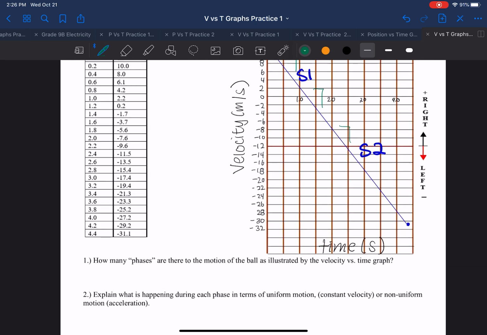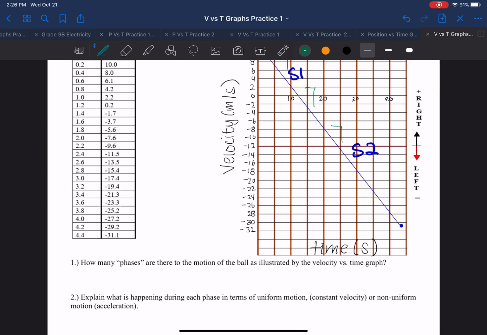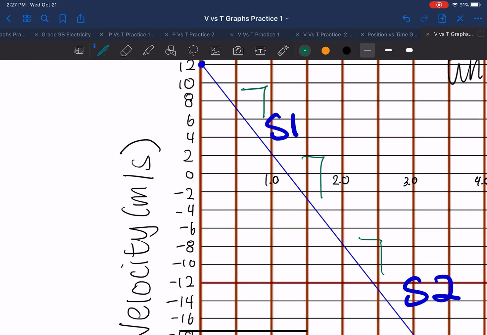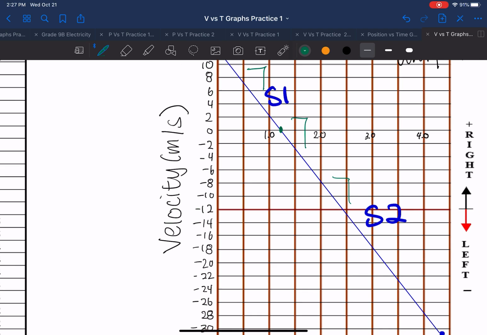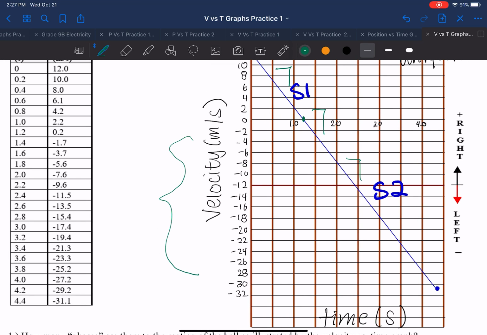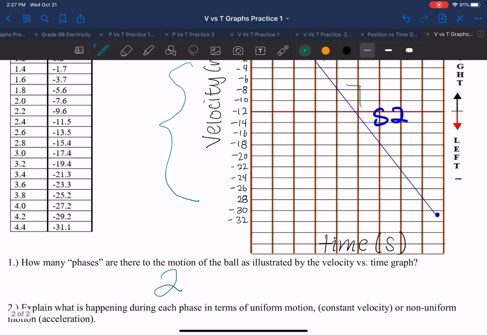So let's read the first question. How many phases are there in the motion of the ball as illustrated by this velocity versus time graph? Well, there's 2. How do we know that? Because right when this line crosses the x-axis at 0 here, you're entering into a bunch of negative velocities. And that's why we consider S2 to be a separate motion, because now you're going backwards, okay? Even though it's the same diagonal straight line going downwards, it's considered a separate motion. So that's why we have 2.